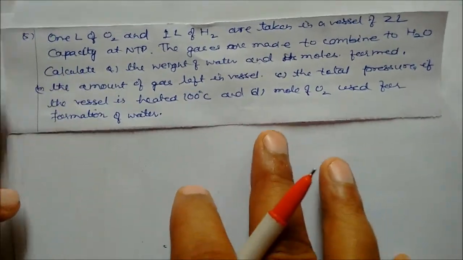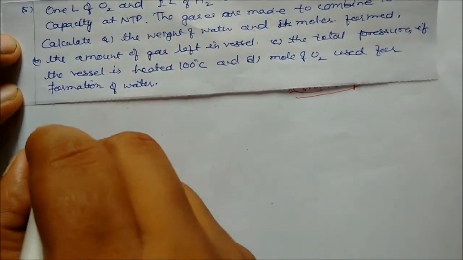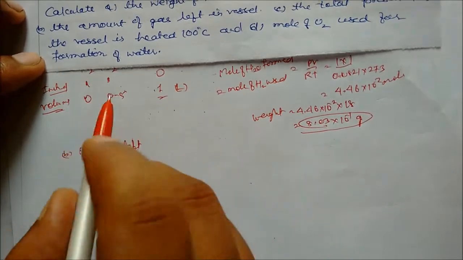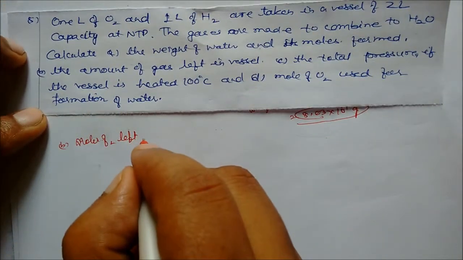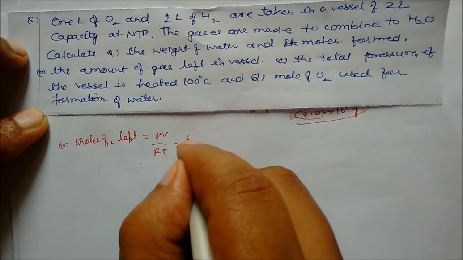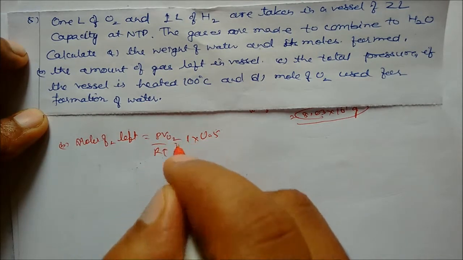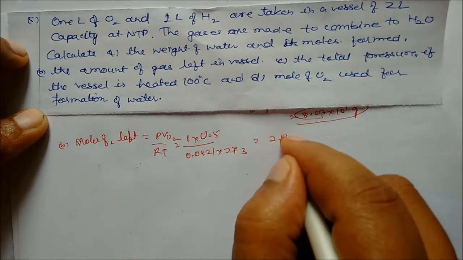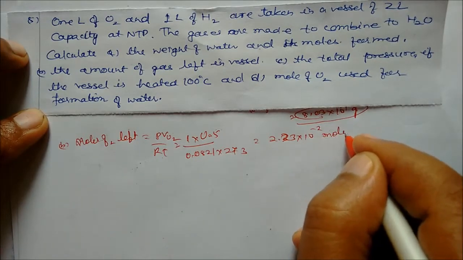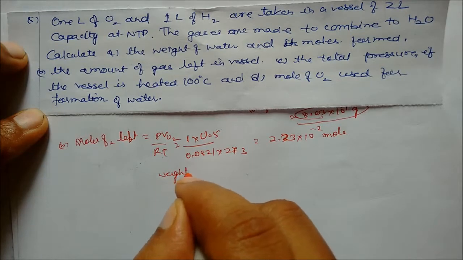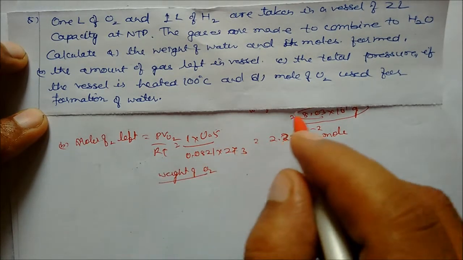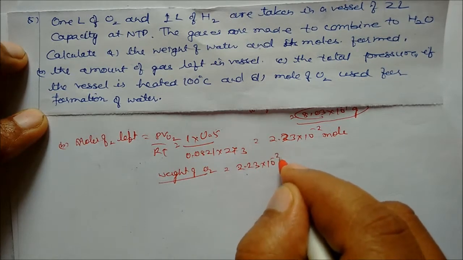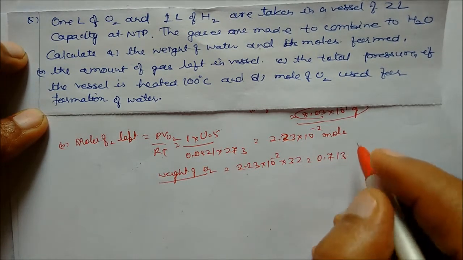Now second is the amount of gas left in the vessel. So we can see here the moles of oxygen left. How much oxygen is left? If you see here, the moles of oxygen left was 0.5 moles. Okay, so again PV by RT. The pressure was given 1 and the moles of oxygen 0.5. So this is the volume of oxygen left, divided by 0.0821 and multiplied by 273. If you solve it, 2.23 into 10 power minus 2 mole. So the weight of oxygen left will be 2.23 into 10 power minus 2 into 32. So this is the weight, 0.713 gram.